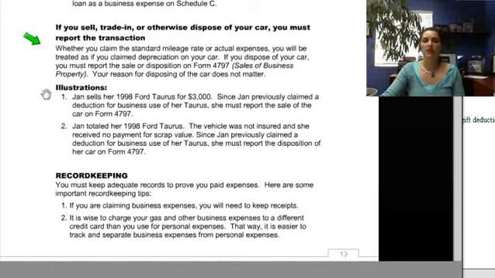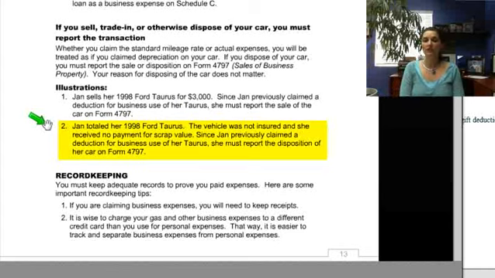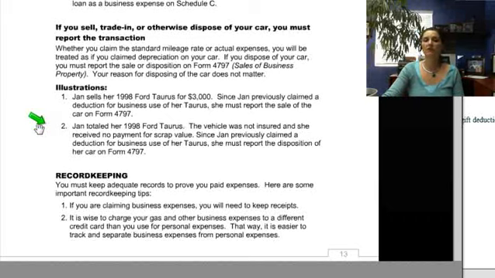And here are some illustrations. Jan sells her 1998 Ford Taurus for $3,000. Since Jan previously claimed a deduction for business use of her Taurus, she will need to report the sale of her car on Form 4797. But let's change the situation a little and say Jan didn't sell the car, she totaled it. The vehicle was not insured, and she received no payment for the scrap value. Since Jan previously claimed a deduction for business use of her Taurus, she must report the disposition of her car on Form 4797. And Form 4797 will fall after the midterm exam for this course. We're going to discuss it when we get into the sale of business assets later on in the course.